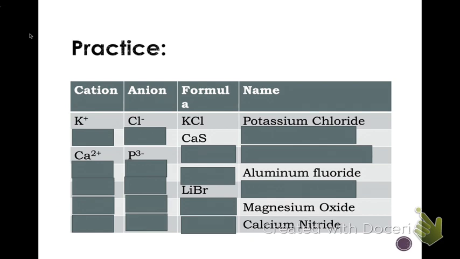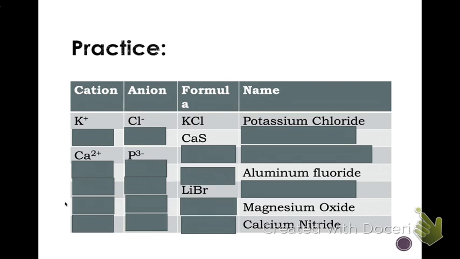So in this table, we're just going to basically fill in the columns. When you're writing the symbol for the cation, it has to have a charge on it. When you're writing the symbol for the anion, it has to have a charge on it. When we write the formula, there should not be any charges in the formula. There can be subscripts, but no charges. So for this first one, our cation is potassium, our anion is chloride, KCl is the formula, and the name is potassium chloride. Okay?